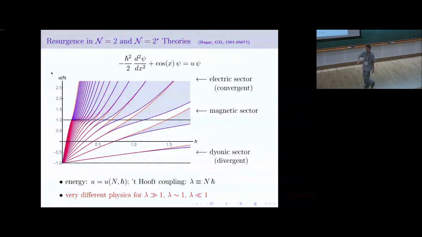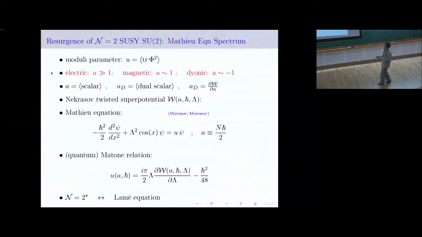It's effectively an effective range, an effective strength. So it's almost like a running coupling. It's quantum mechanics, but you can view it as a running coupling. And there's very, very different physics for large lambda, lambda of order one, and lambda small. So how does that happen?